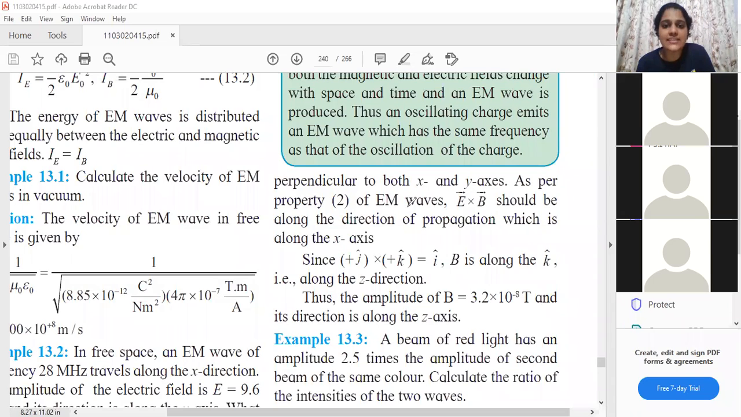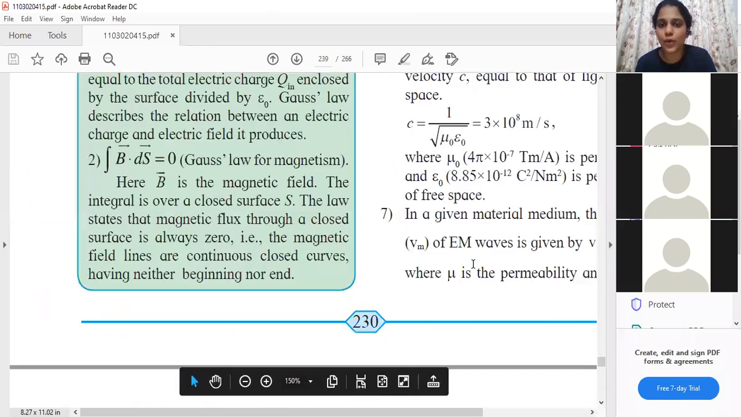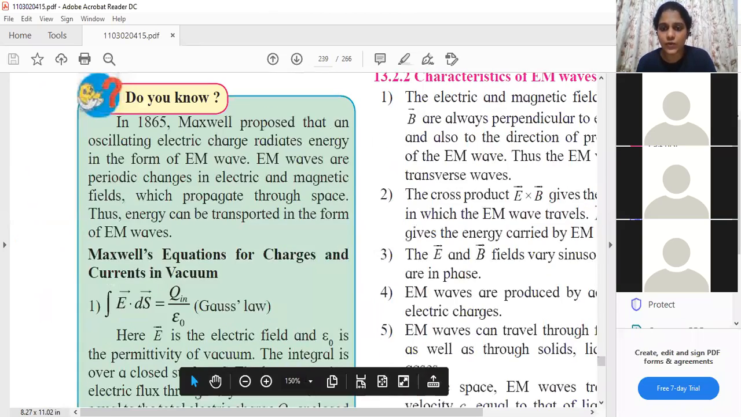So you can see, as per the property of EM waves, E cross B should be along the direction of propagation, which is along the X axis. So basically what we have done is E cross B, as I explained here as well. Let me just quickly go to that property. Yeah, it was over here.